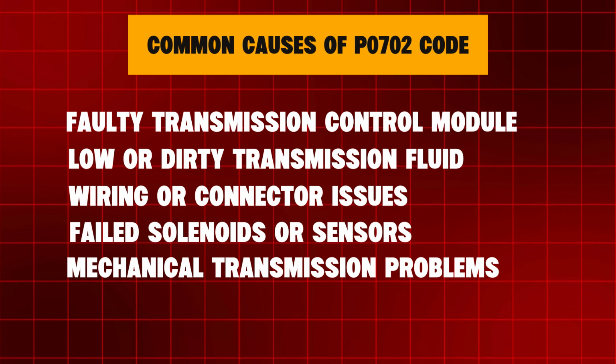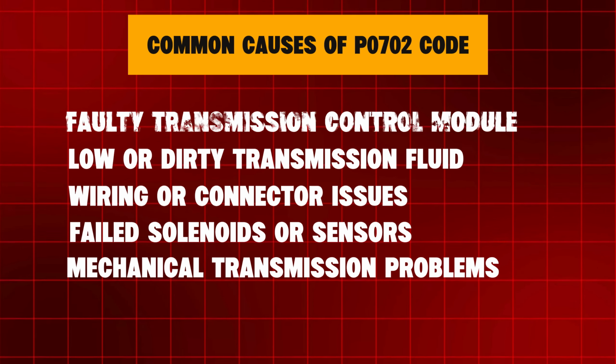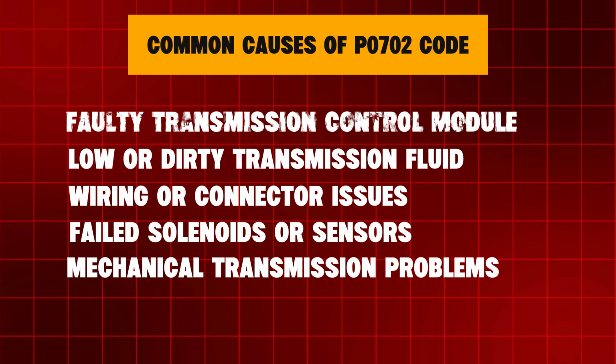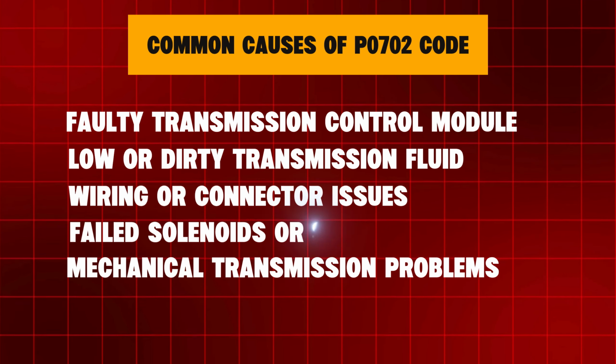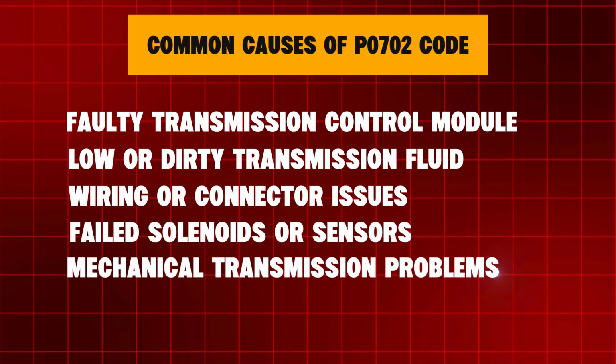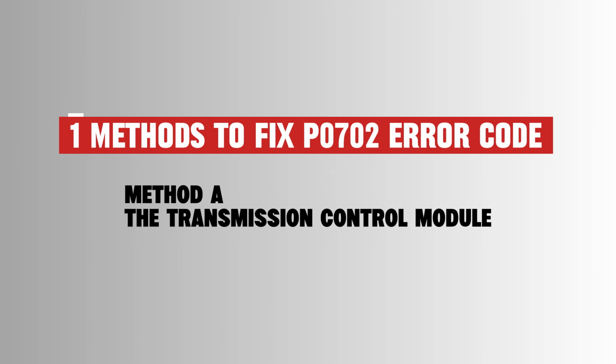Common causes of the P0702 trouble code: faulty transmission control module, TCM, low or dirty transmission fluid, wiring or connector issues, failed solenoids or sensors, mechanical transmission problems.